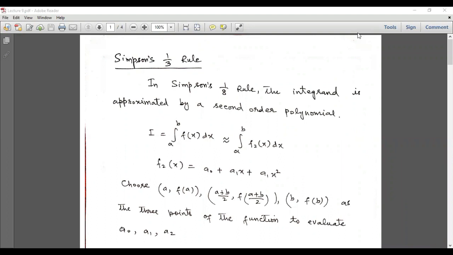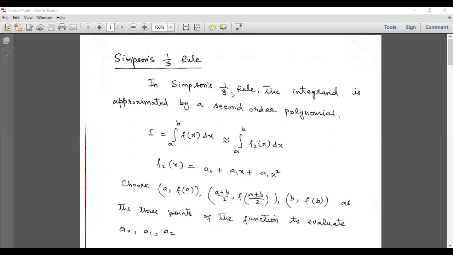So, in this lecture, I am going to discuss Simpson's 1 by 3 rule. And this lecture is a part of the course of numerical methods with MATLAB. In the previous lecture, we discussed analytical methods of integration, and we also discussed Riemann sums. So, this lecture is based on Simpson's rules for numerical integration. And the first rule is Simpson's 1 by 3 rule.